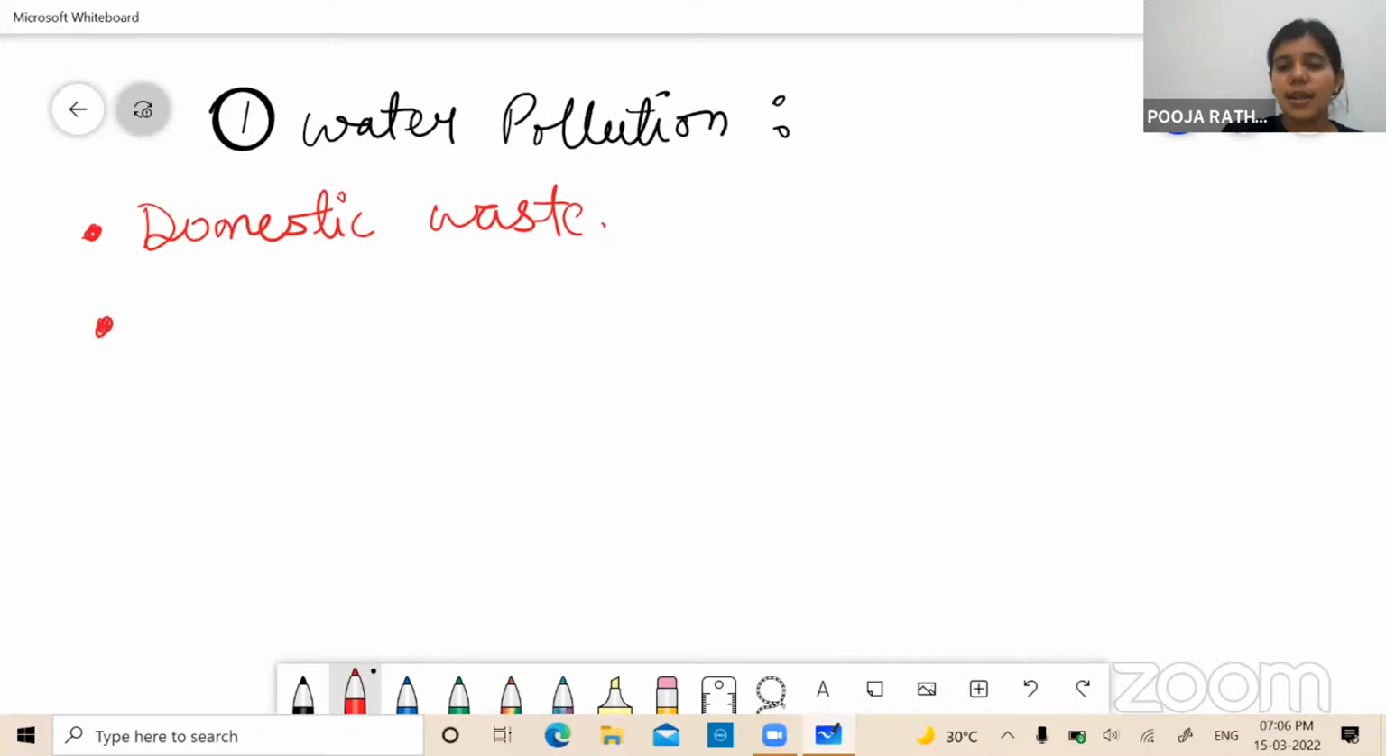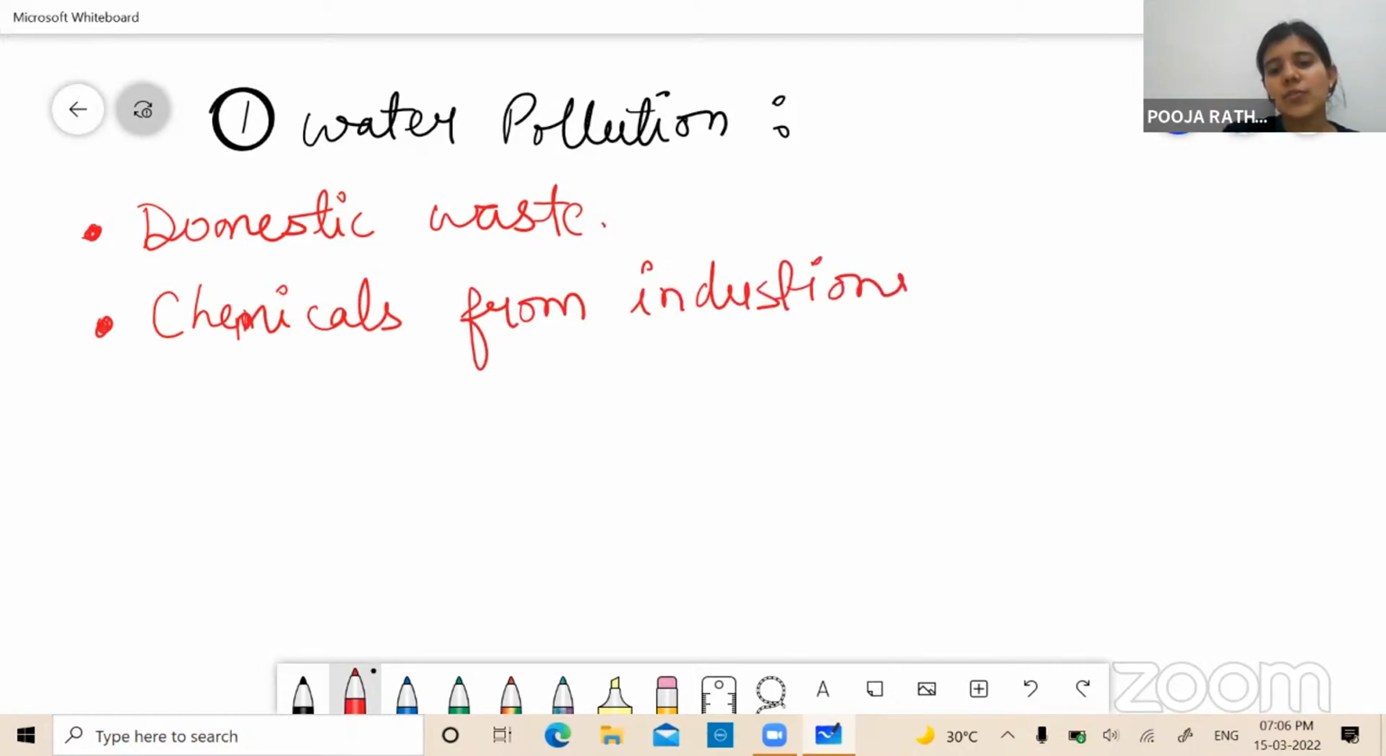Next is what Pragya said, right, the chemicals from industries. Actually, what do industries do? Sorry, I wrote industries with the wrong spelling. Mostly industries are built on the banks of rivers. Why are they built at the banks of rivers? So that they can fulfill their water needs. Whatever water is needed in the industry can be fulfilled through the river water.